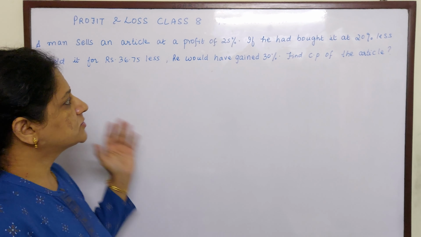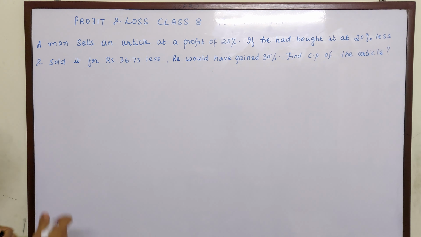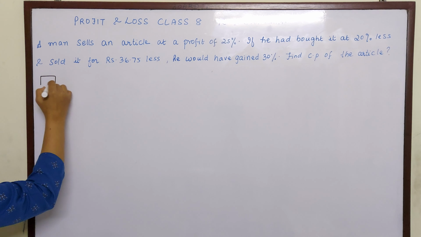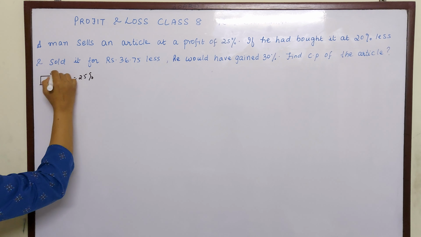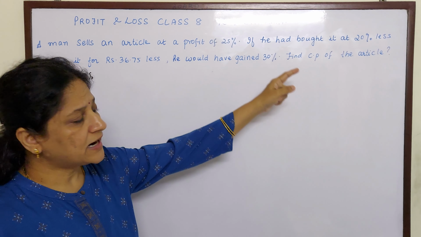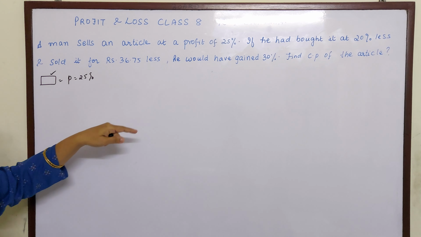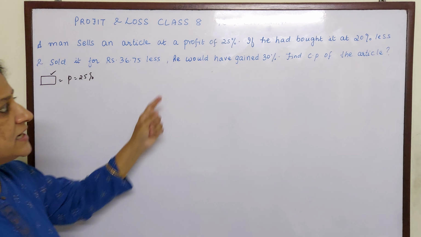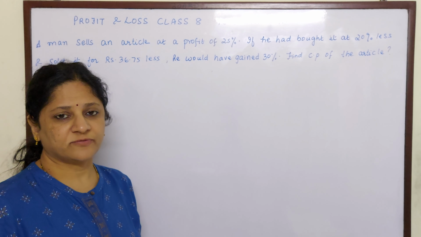Hello children, so now let us go to the next word problem. A man sells an article at a profit of 25%. Okay, suppose let us assume this is an article he is selling at a profit of 25%. If he had bought it at 20% less and sold it for 36.75 less, he would have gained 30%. Find the cost price of the article.